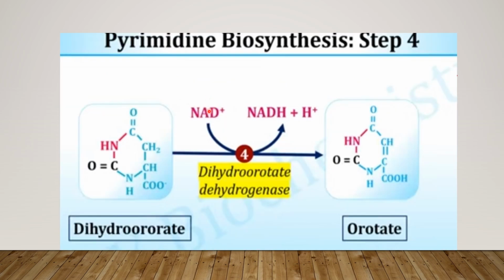In step 4, this dihydroorotate is converted to orotate. In this reaction, NAD plus is used and it is converted to NADH. The enzyme that is utilized is dihydroorotate dehydrogenase.